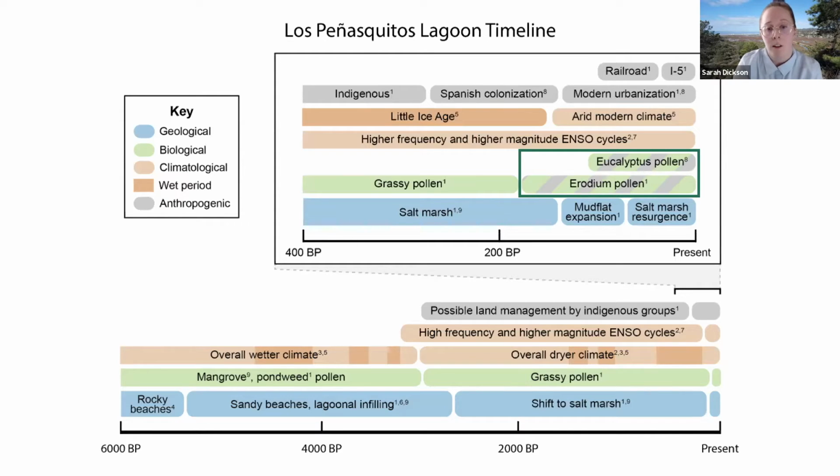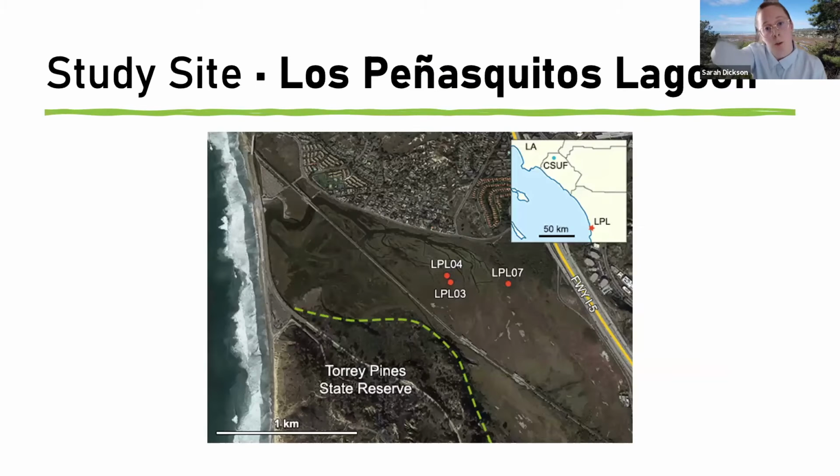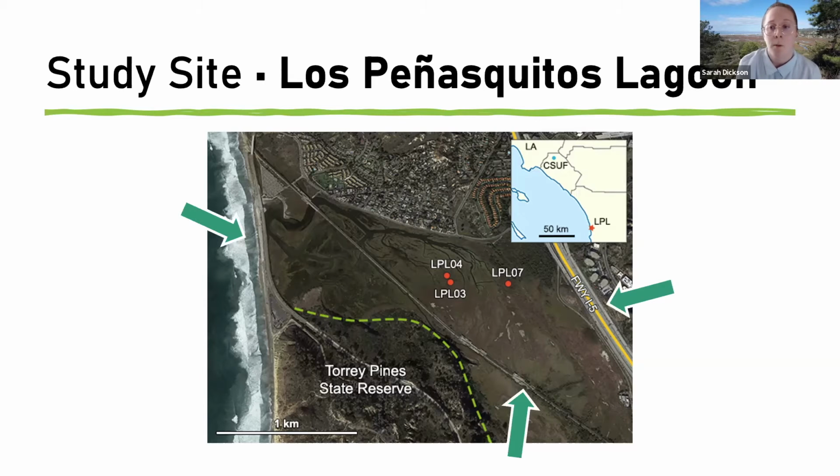Prior to European colonization, the area had been home to the Kumeyaay indigenous population. In 1769, Spanish missionaries established California's first permanent European settlement in San Diego, which loosely coincides with the arrival of erodium in the region. Three notable urban developments in the lagoon in more recent times were the construction of a road across the tidal channel in 1909, the construction of a railroad through the center of the marsh in 1925, and the development of Highway I-5 across the creek entrances in the 1970s.